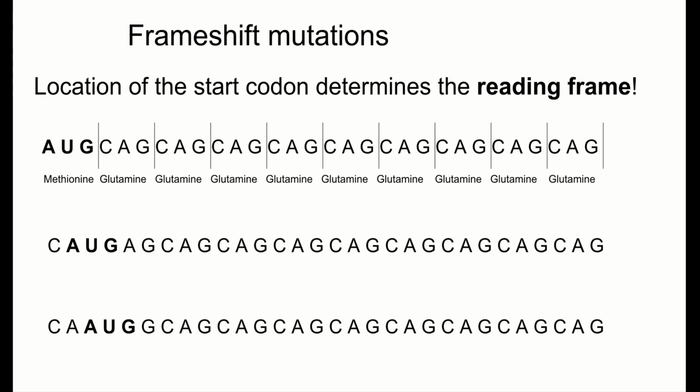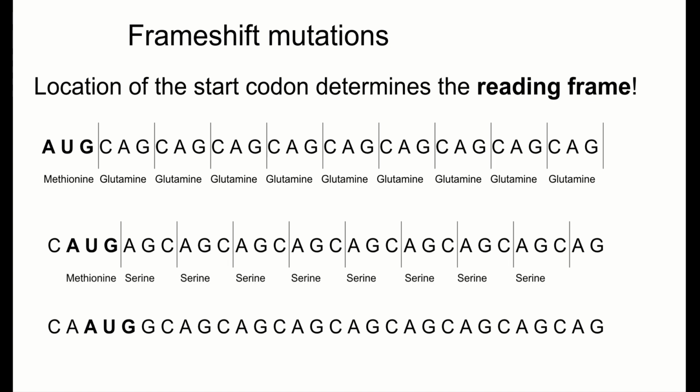We would get something like this. AUG codes for methionine, CAG codes for glutamine, and then we'll have glutamine repeating over and over. But take a look at the second line. In the second line, I put the AUG just one letter in. So it's the exact same sequence. I just put the AUG one letter in, and now I've located my start codon. I divide up the remaining letters into three-base chunks, codons, and translate it. And now I get methionine and then serine repeating over and over. These would be completely different proteins. Instead of glutamine repeating over and over, I've got serine, a completely different amino acid.